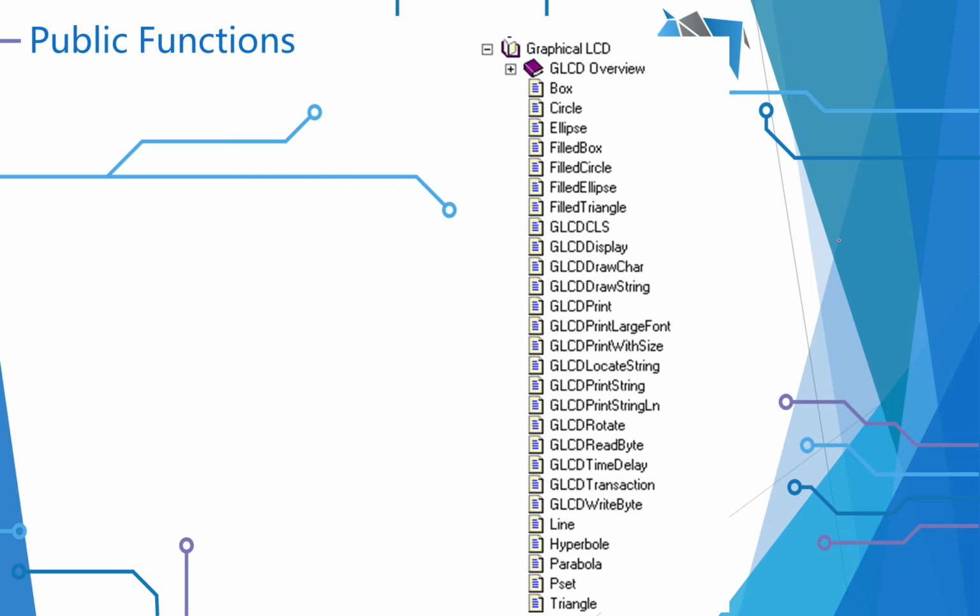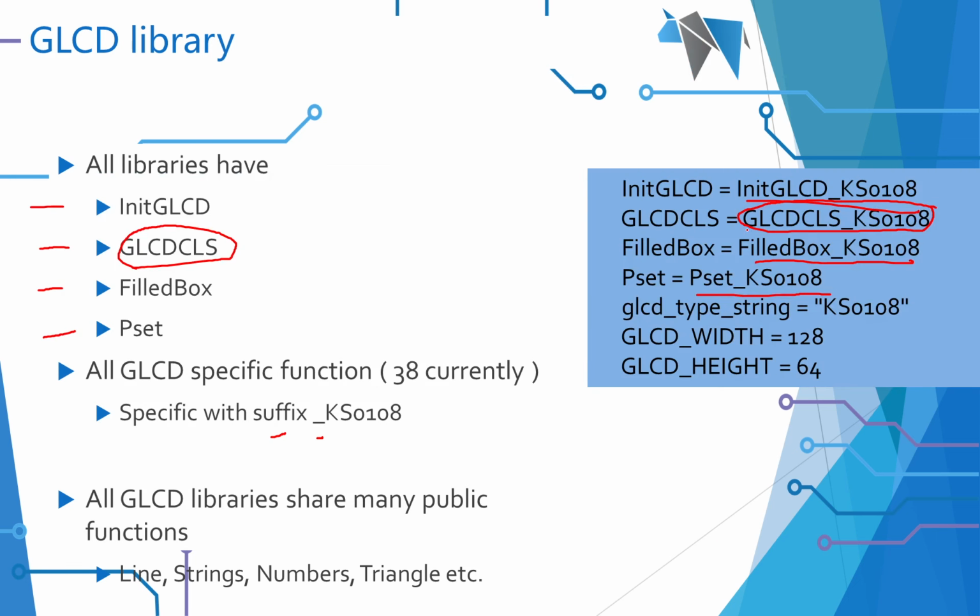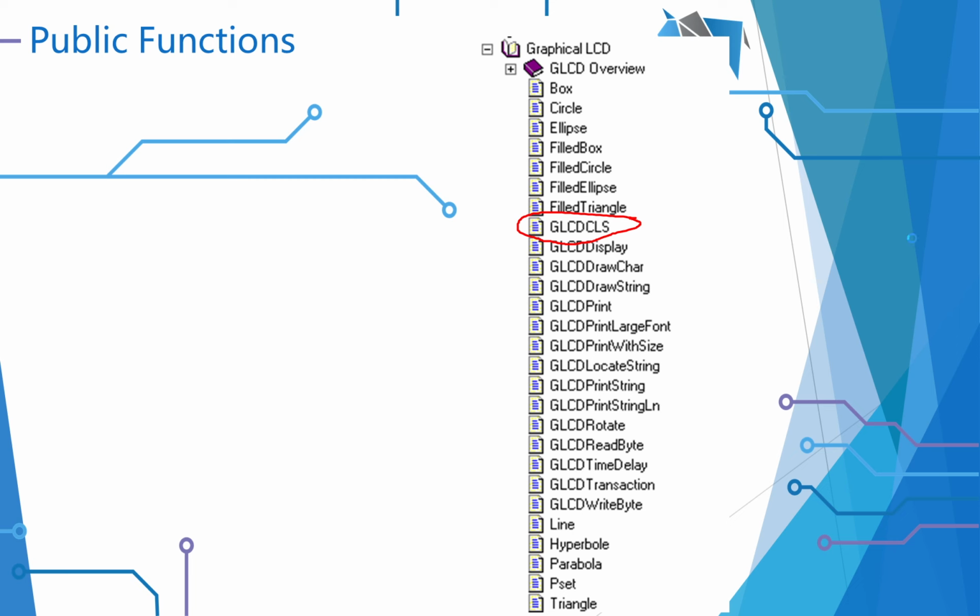That's how all the functions work. So here is something called GLCD CLS, and that has the potential of calling 38 different ways of clearing that screen for each specific device. And as I said in the previous slide, it will have a suffix, so it will know which one to go to because you've told it one in your configuration.